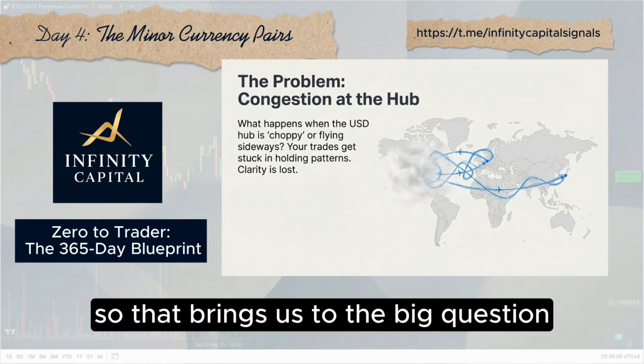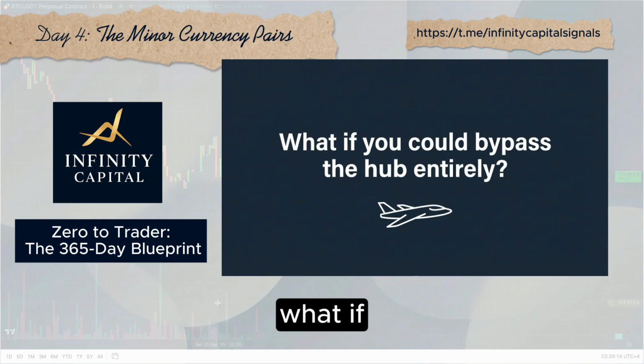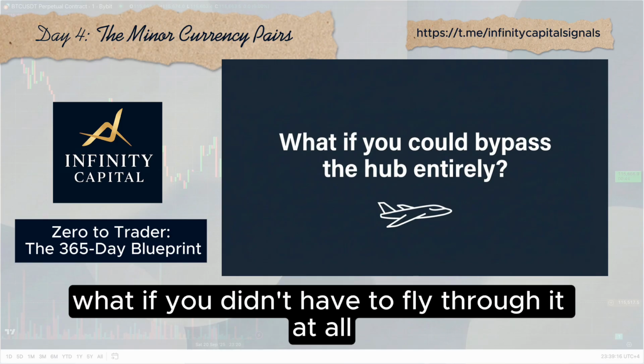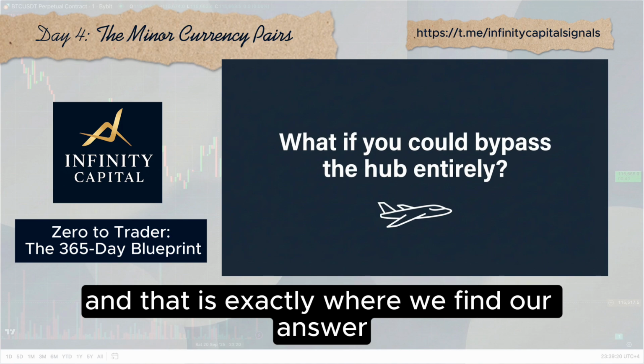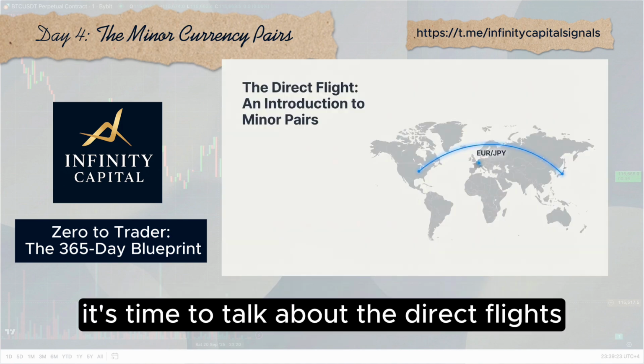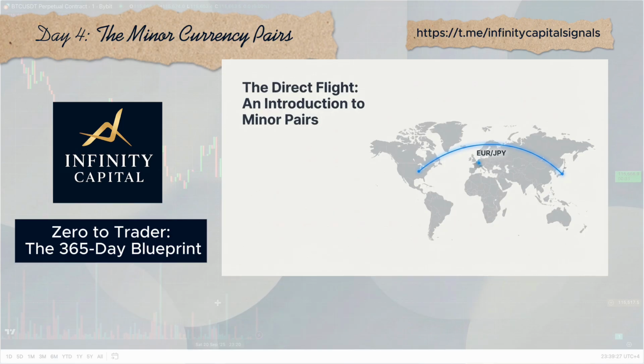So that brings us to the big question, doesn't it? If the hub is causing all this chaos, what if you didn't have to fly through it at all? What if you could just bypass it? And that is exactly where we find our answer. It's time to talk about the direct flights of the Forex market, the minor currency pairs.